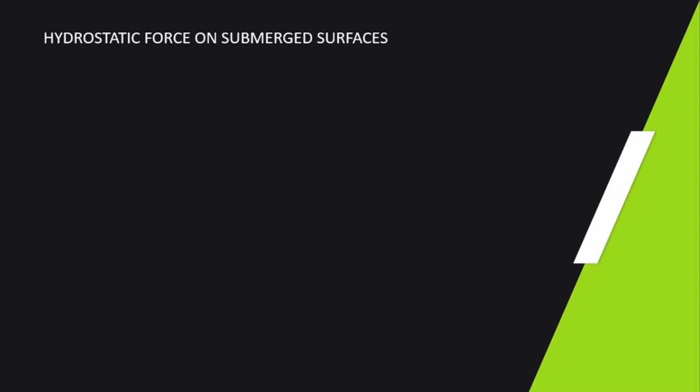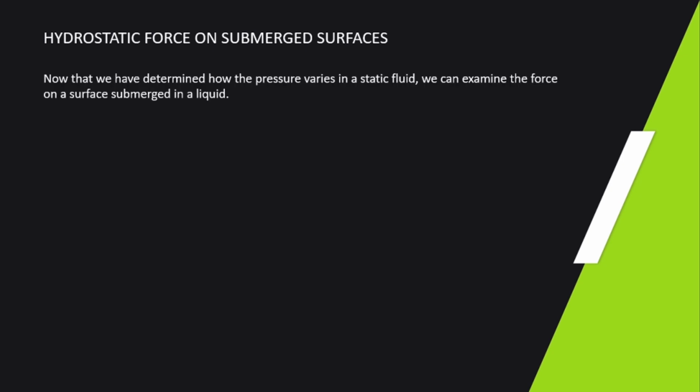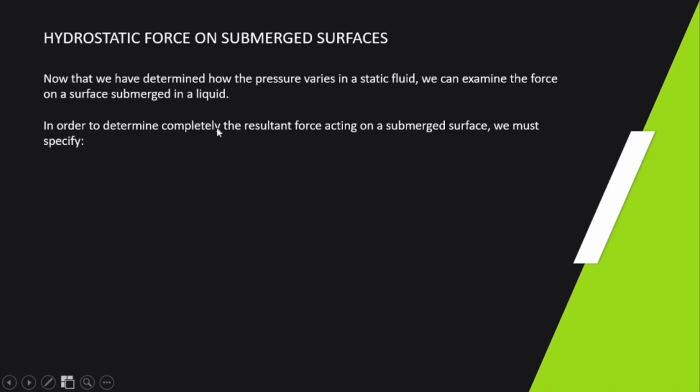So today, yung lecture ni Engineer Jack is about the hydrostatic force on submerged surfaces. Now that we have determined how the pressure varies in a static fluid, we can examine the force on a surface submerged in a liquid. And in order to determine completely the resultant force acting on a submerged surface, we must specify, number 1, the magnitude of the force in kilonewtons or in pound force, number 2, the direction of the force, and number 3, the line of action of the force.